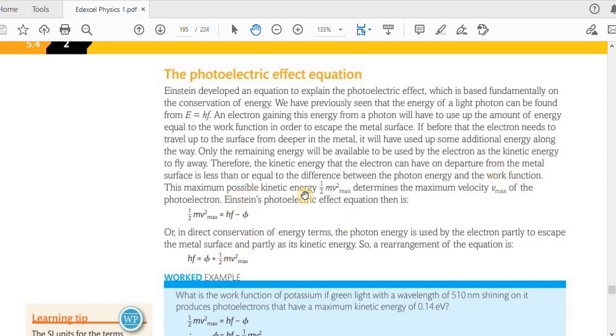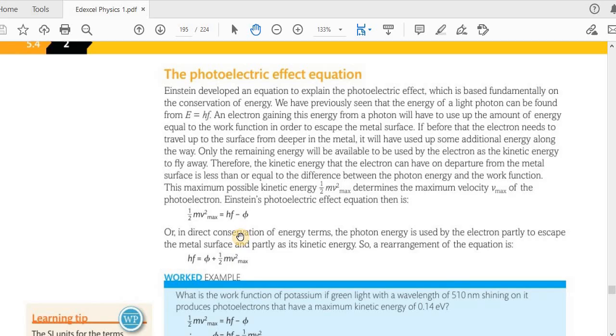The maximum possible kinetic energy, which is this, determines the maximum velocity of the photoelectron. Whatever the remaining amount of energy is, will be the maximum energy that the electron has after it is removed from the metal surface. So that's why we call it maximum kinetic energy.